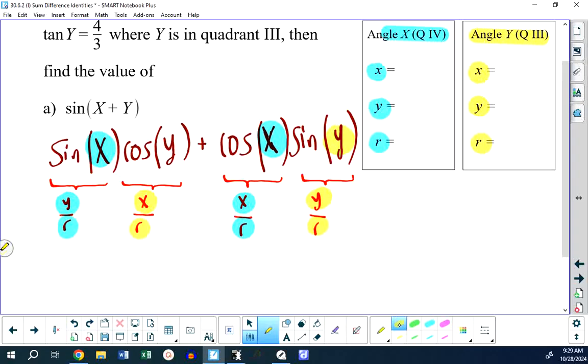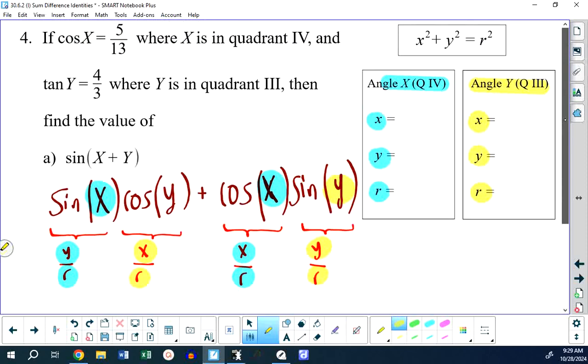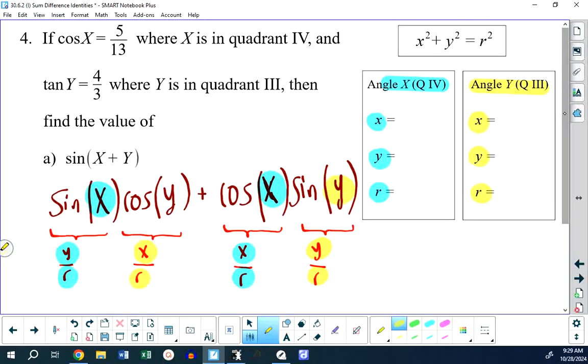So now we go back to the previous unit. You have to find x, y, and r for both of these angles. When we take a look at angle x, cosine of angle x is 5 over 13. Well, the only thing that makes sense is r is 13 and x is 5. R has to be positive no matter what. If cosine is positive, x has to be positive. And by the way, it's in quadrant 4 where x is positive.